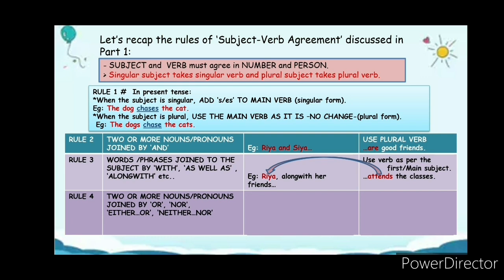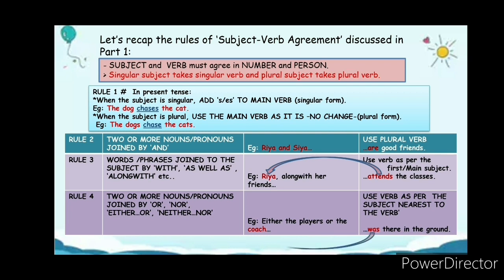In rule number 4, we learned about two or more nouns or pronouns joined by or, nor, either or, neither nor. For example, either the players or the coach. Use verb as per the subject nearest to the verb. So, an appropriate completion here would be either the players or the coach was there in the ground, where the verb was agrees with the subject nearest to it, that is the coach. So that was a quick recap of part 1.